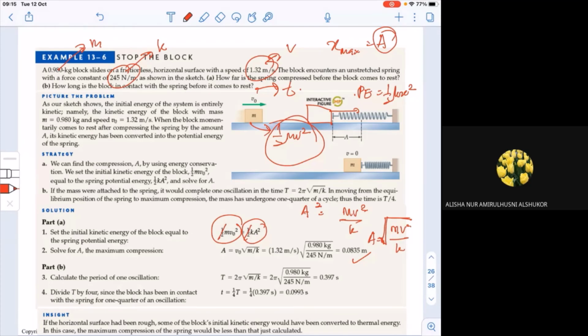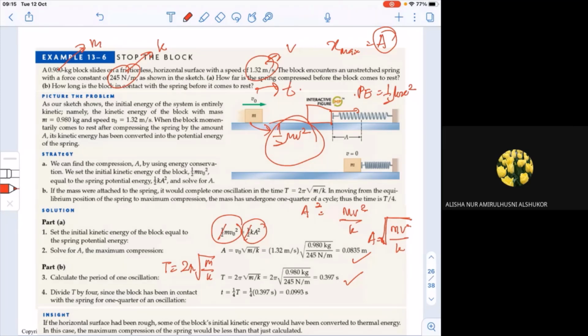Okay, part B, how long is the block in contact with the spring before it comes to rest? So you need to know the period of the motion. What is the period of the motion? T equals 2 pi square root of m over k. Remember, you have learned T equals 2 pi square root of m over k, with mass and also spring constant. We have mass and spring constant, so we can calculate the period, 0.397 seconds.